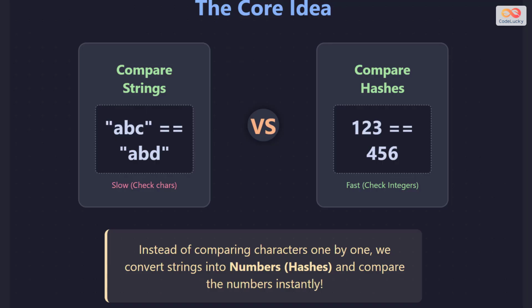Rabin-Karp introduces a brilliant idea. Instead of comparing characters one by one, which is slow, what if we compared numbers? If we can convert strings into numbers, also known as hashes, we can compare them instantly to check for a match.